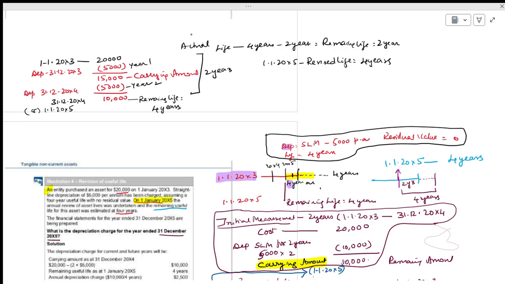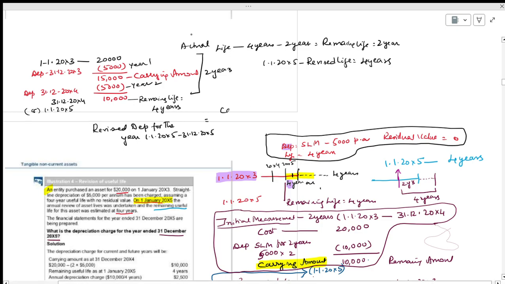Okay. Now, what is the carrying amount? Always we have to take the carrying amount. It is how much? 10,000. Okay. Now we have to calculate the revised depreciation for the year 1/1/2005 to 31/12/2005. What is the formula for that?